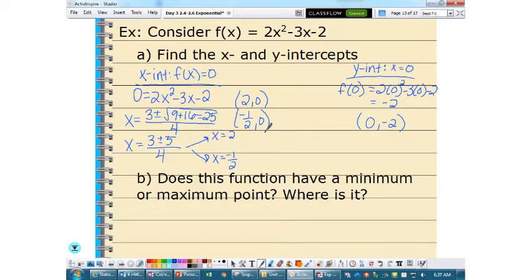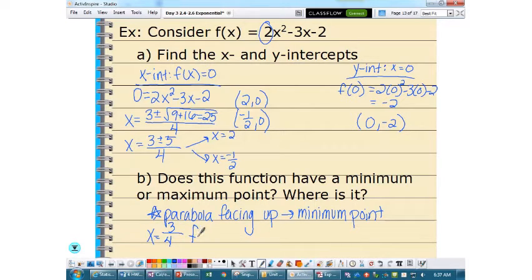And then we want to know if this function has a minimum or a maximum point. If we look back at the a value, it's a positive 2, so we know that our parabola is facing up, since a is positive. Which means we have a minimum point. To find it, we're going to do that x equals negative b over 2a. So we have negative of negative 3, it's positive 3, 2a was 4. So the x-coordinate is 3 over 4.